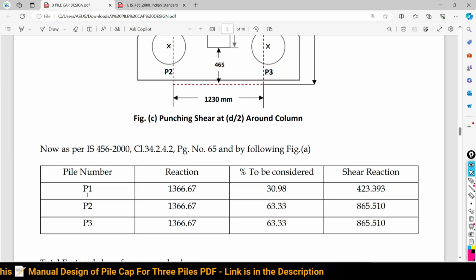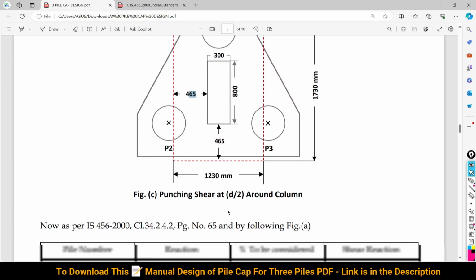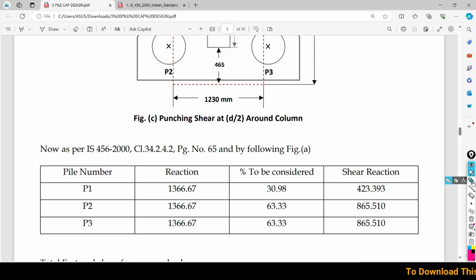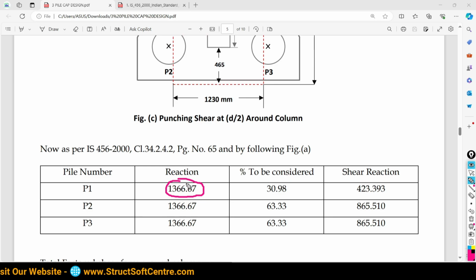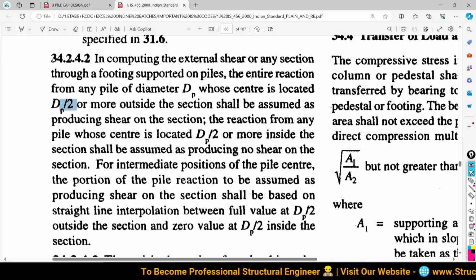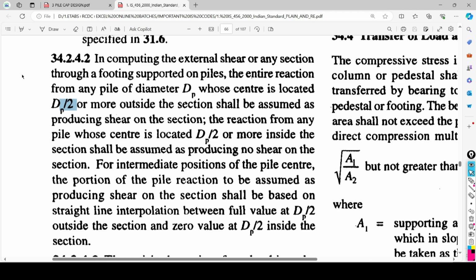There are basically 3 piles: pile 1, pile 2 and pile 3. The actual reaction carried by each of these piles is 1366.67. This is the base or overall reaction carried by each individual pile, so all 3 piles carry the same intensity of reaction. But as per the recommendation of IS 456, clause 34.2.4.2, the entire reaction under each pile is not needed to be considered. You have to follow this recommendation, as I have just explained.